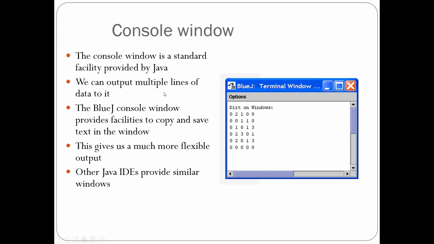It allows us to provide output into a separate window. We can output data to it a line at a time, and it gives us a much more flexible approach, in that we're not constricting ourselves to using the user class. We can use the console window, and it gives us a more permanent output of the state of the data that we're using in the program.